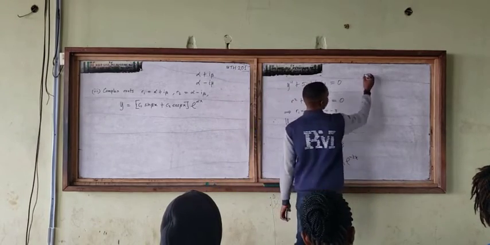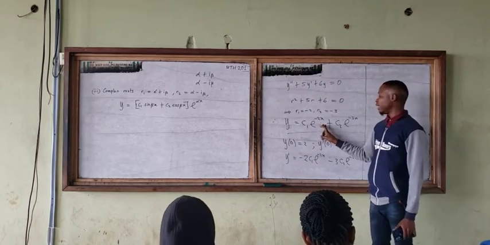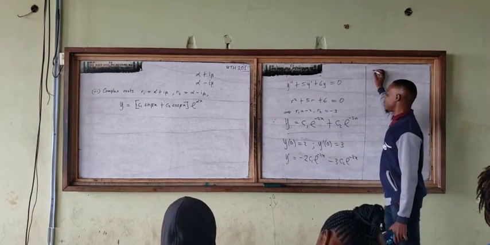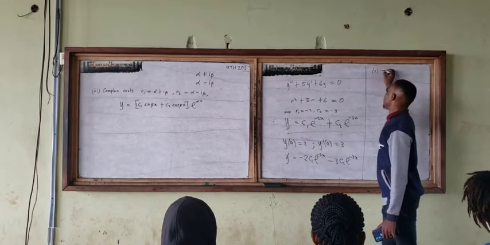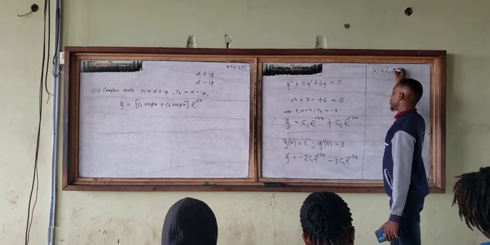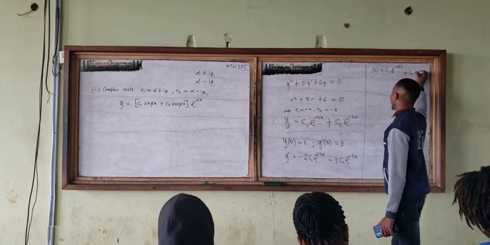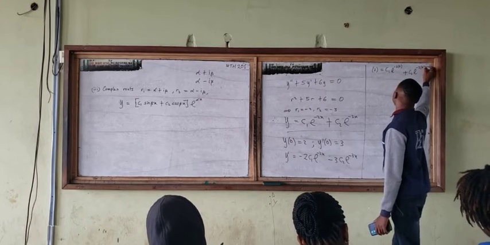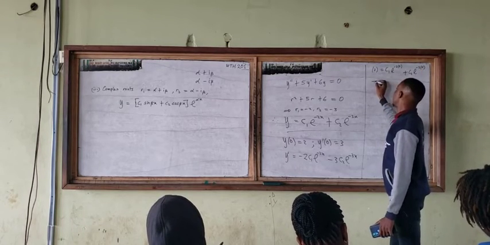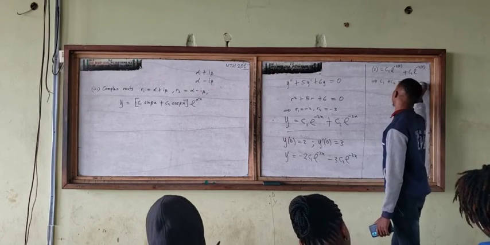So let's do that. When you substitute into the expression for y, when x equals 0, y is equal to 2. That means 2 is equal to C1 e raised to power minus 2 into 0 plus C2 e raised to power minus 3 into 0. Does that make sense? That means C1 plus C2 is equal to 2. So that's our equation 1.